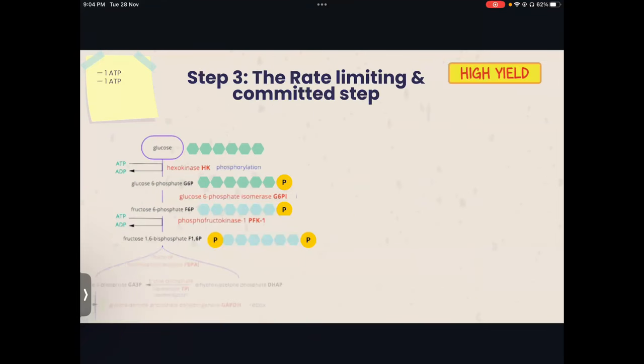Now, here's where you need to worry about the details. So step three is the rate limiting and committed step. Again, when you see that rectangle with the high yield, it obviously means this is very high yield and important. And of course it is, since it's the rate limiting and committed step, which we defined earlier on in the lecture. So in this reaction, you're converting the fructose 6-phosphate, which, if you remember, we produced from the last reaction, to fructose 1,6-bisphosphate.